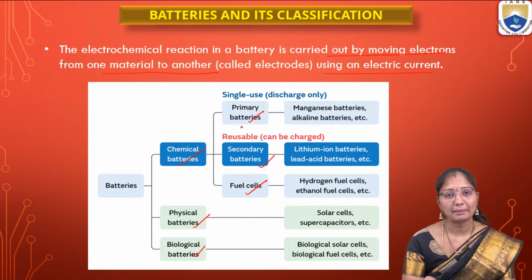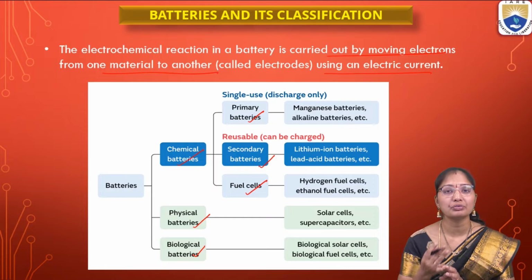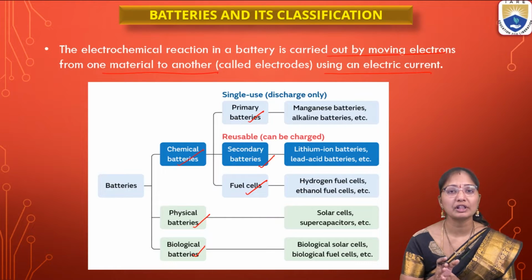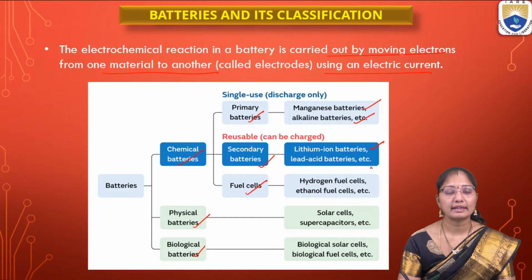Coming to the primary batteries, they are single usage batteries. Once the power is completed in that, we can't use it further. They are meant only for single use. Examples are manganese batteries and alkaline batteries, which come under this single usage type. And next are the secondary batteries, where lithium ion batteries and lead acid batteries act as reusable and rechargeable batteries, which come under the secondary batteries category.